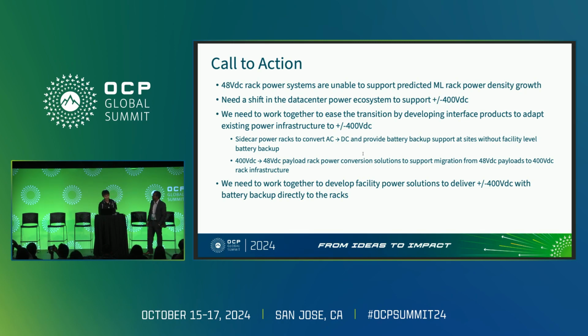Yeah, so there are a few takeaways, right? The 48-volt power system is broken, and it cannot continue to support the future generation of ML racks. And so we need to make a shift and transition to plus/minus 400 volt DC. We're looking forward to collaboration with the community so that we can develop all those ecosystems to support the transition. With that, I think we can conclude, and we're open for questions. Thank you.